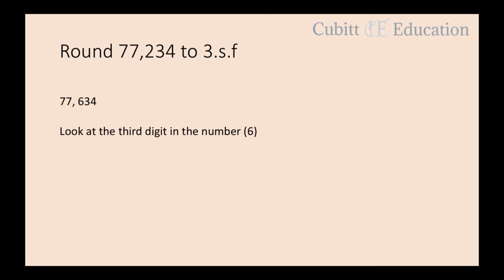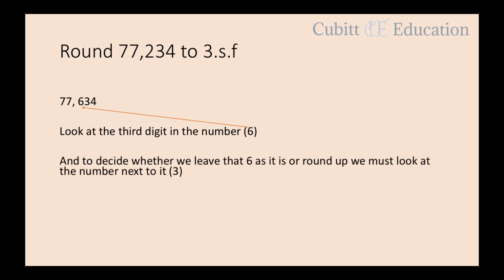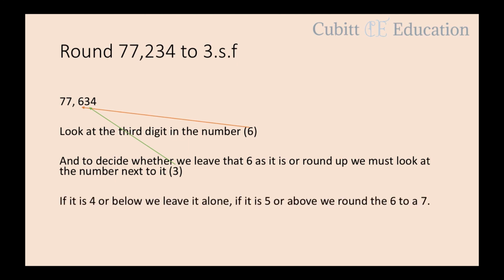77,234 now. So we look at the third digit along again because it's 3 significant figures. And to decide whether we leave the 6 as it is or round it up, we must look at the next number, which is a 3. Well, as we know with the 3, it's less than 5. It's 4 or below. So that 6 will actually stay the same.